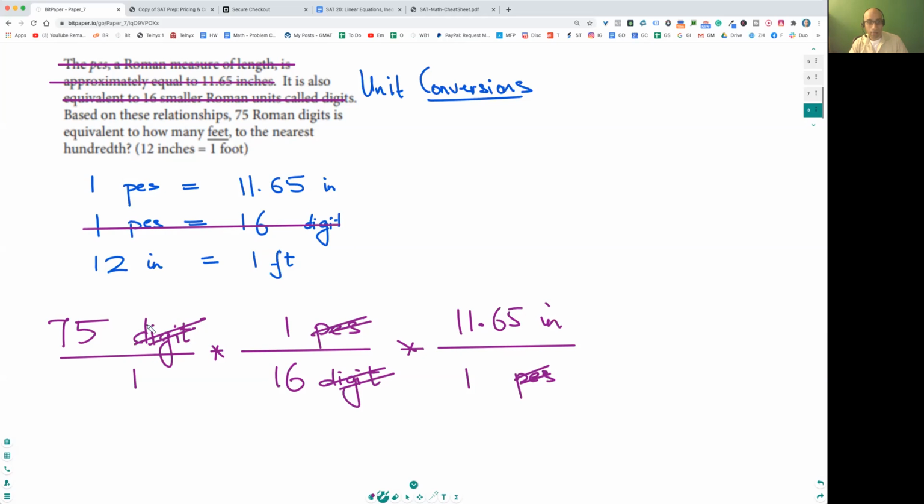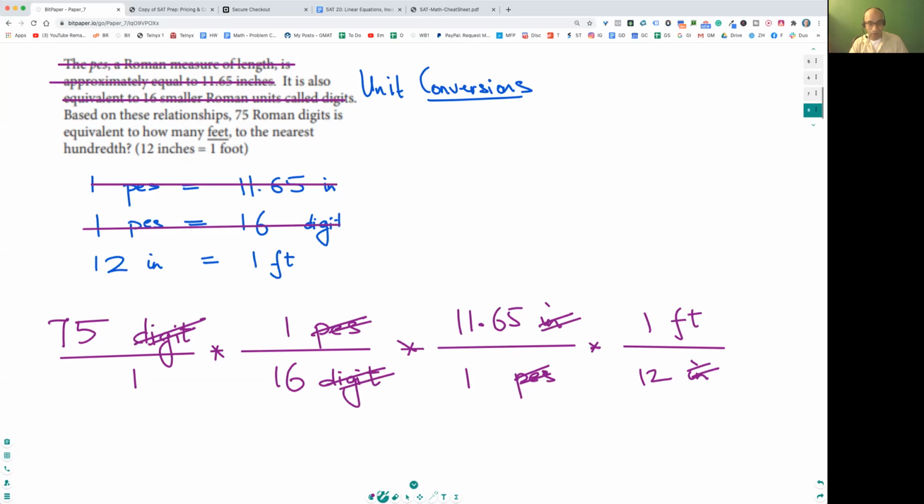So what do you got? Remember, you had digits. You did something. You got rid of the digits. You got pes. Now you canceled the pes. You got inches, right? Now, how do you do inches? So remember, this one is gone, and you're only left with inches here. So you're going to put inch here and you're going to put 12 in the bottom, right? And 1 foot in the top, right? And the inches are gone. And magically, you get feet over here, which is what they're asking, how many feet, right?